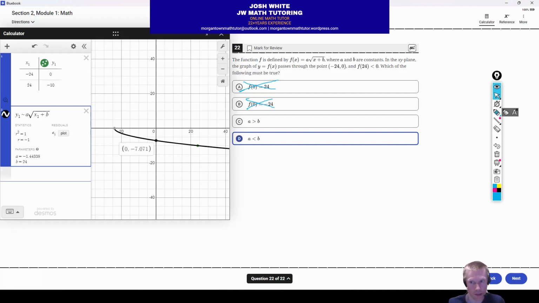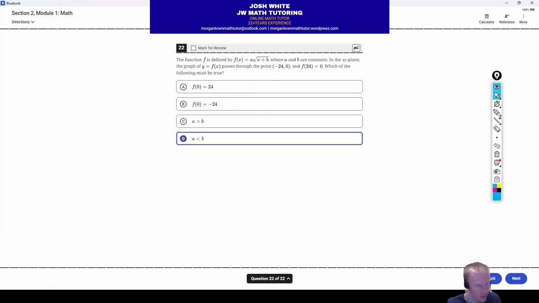So that does not have to be true. And then for now, you can easily look at it. Well, A is less than B. Negative 1.44 is less than 24. So the correct answer is D. And again, you could pick different numbers here. You could make this negative 20. You could make this negative 2. However it works out, you're going to get that D is the answer that is correct.